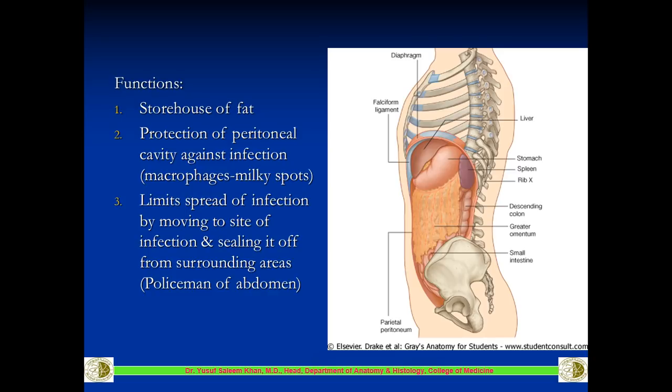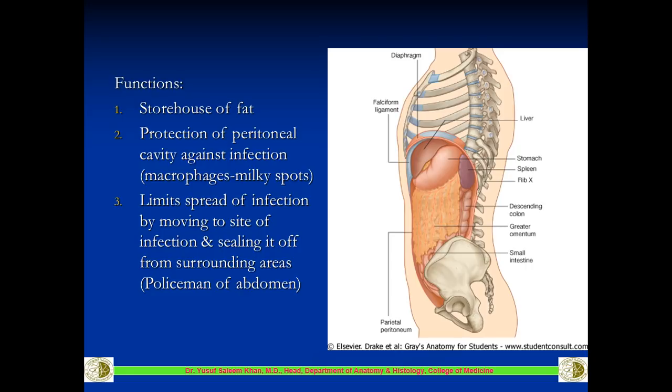And the third important function is that it limits the infection. As I said, it attacks the infection, and a part of the peritoneum actually moves to the site of infection. So this is a very important function of the peritoneum, especially the greater omentum, that it moves, especially, as I said, in case of the inflamed appendix.